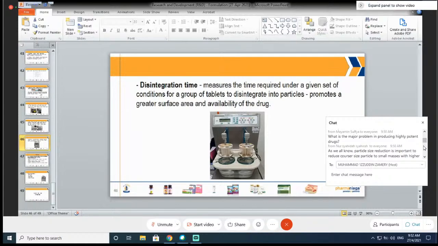So for high potent drugs, actually we have to challenge the content uniformity. Because content uniformity is very important, to know whether the dosage is uniform. Because we want to achieve the therapeutic effect that we want. So the major problem is in terms of the content uniformity of the tablet.